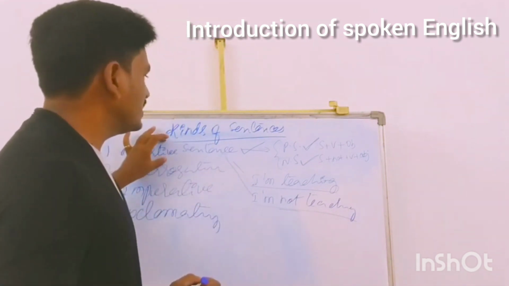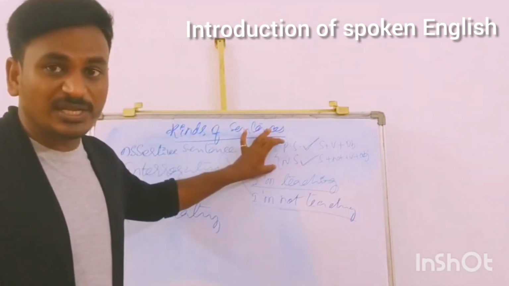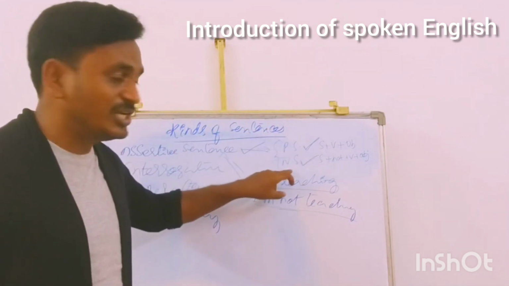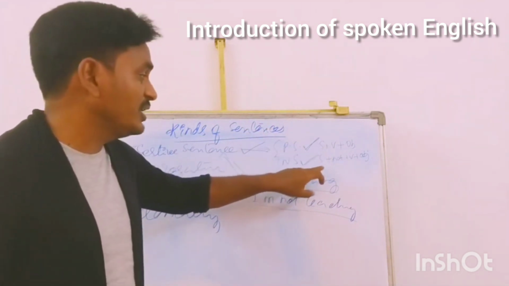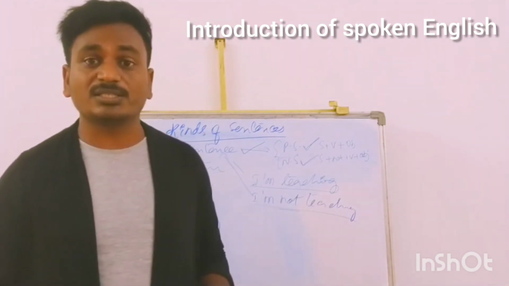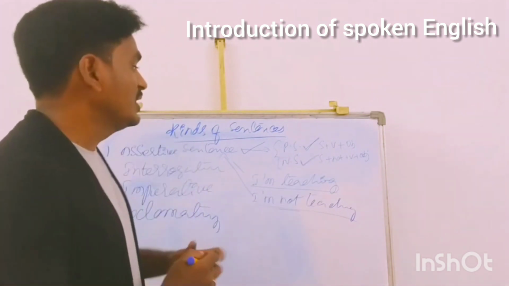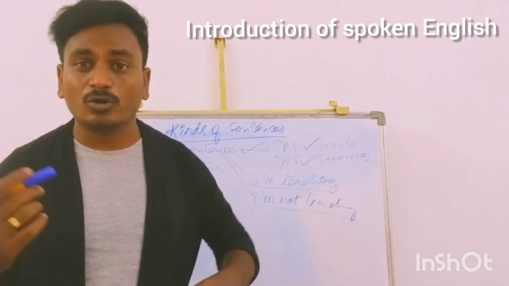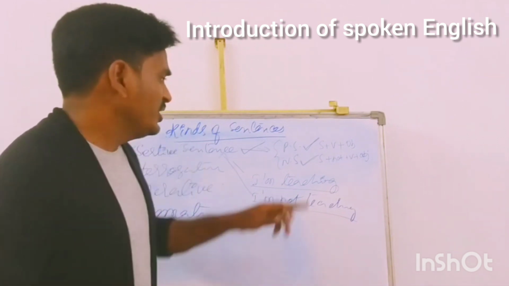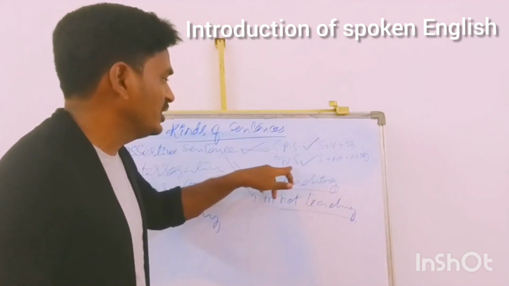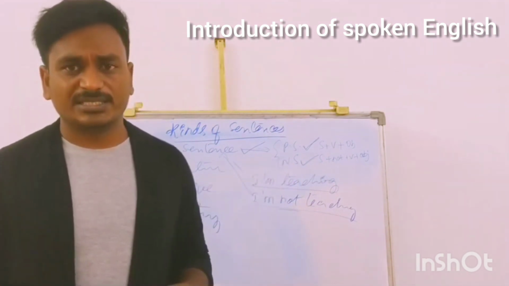So in the assertive sentence, two types of sentences are here: positive sentence and negative sentence. A positive sentence gives positive meaning and a negative sentence gives negative meaning. Some of the words included in negative sentences are no, not, nobody, neither, seldom, rarely, hardly. These words are included in negative sentences.